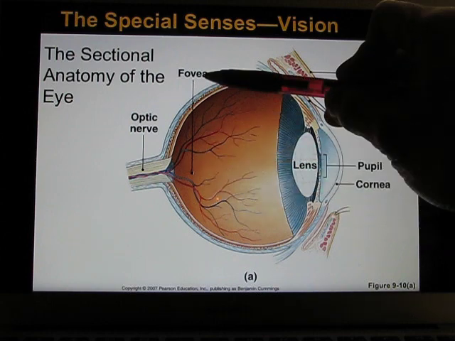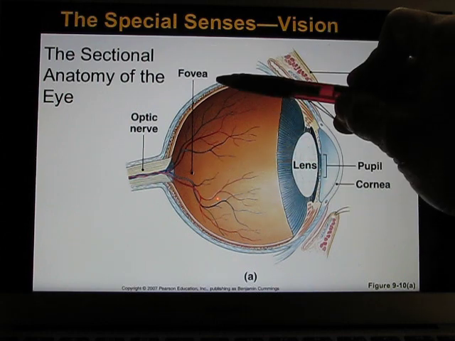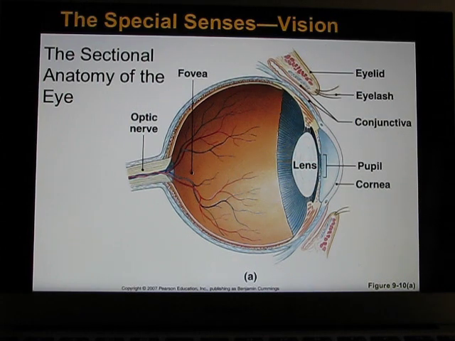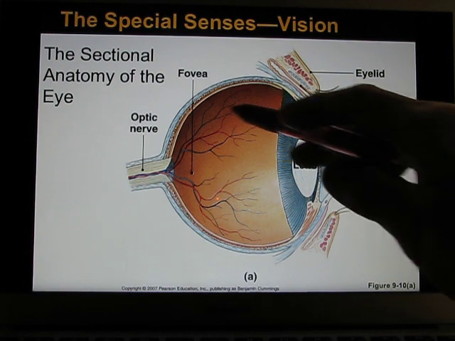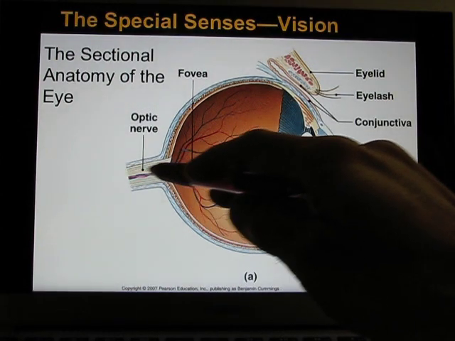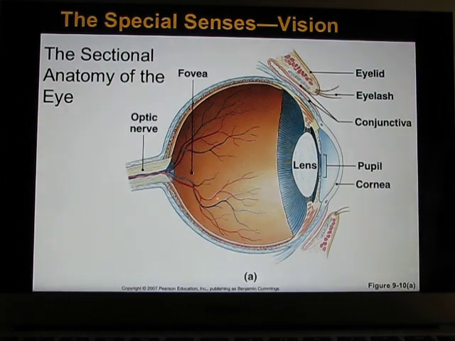On the retina, the center part is called the fovea. The fovea is the part that gives you the sharpest vision. You have clear vision because of the fovea. And eventually, the signal will be transferred into a neuronal signal, goes to the optic nerve, cranial nerve number 2, and goes back to your brain.